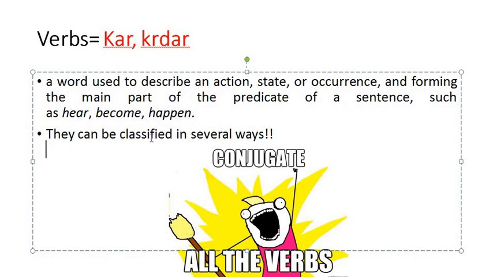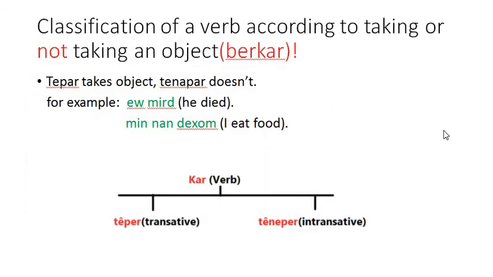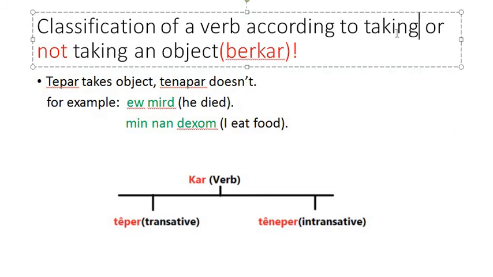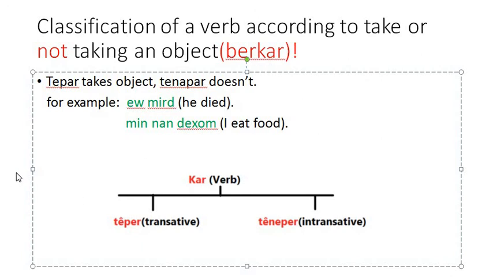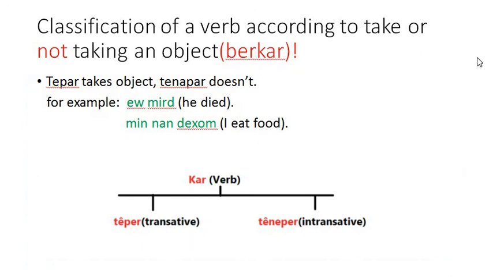But anyway, there are many ways to classify verbs, and we have the same thing in English. Let's see. Classification of verbs according to taking or not taking an object. Object, by the way, as we use it in English, is the noun that receives the action in the sentence. In Kurdish we call it berkar. By the way, in this lesson I wrote everything in Kurdish Latin. I think that was easier. So sorry if I don't write in any script.